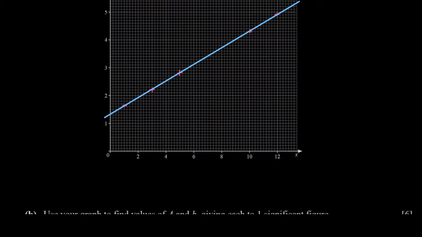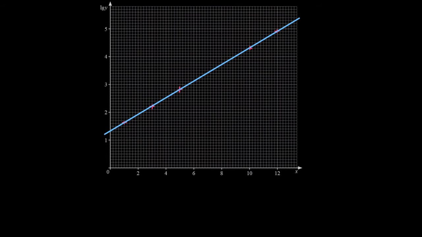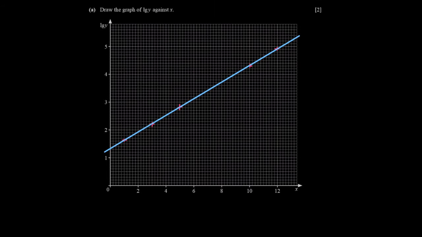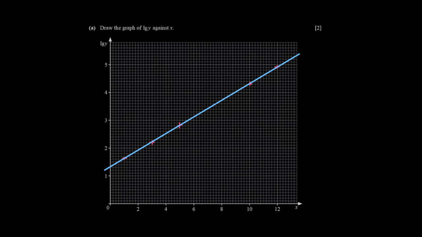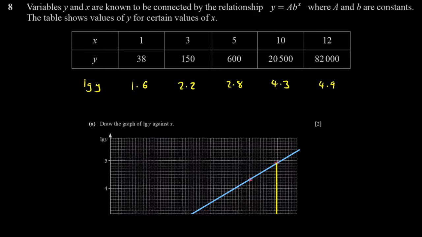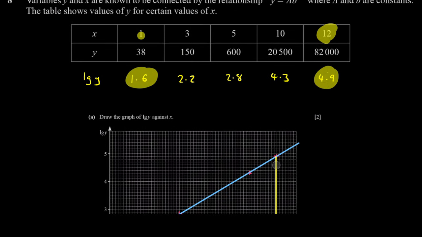So let's go to our graph. How do we find the gradient? Well, probably the easiest thing to do is just to use two points. So if I was to use these two points here, I should be able to find the gradient of my line. I'll highlight it in yellow. I'm going to use the two extreme points, that point there and that point there. Okay, so let's do that.